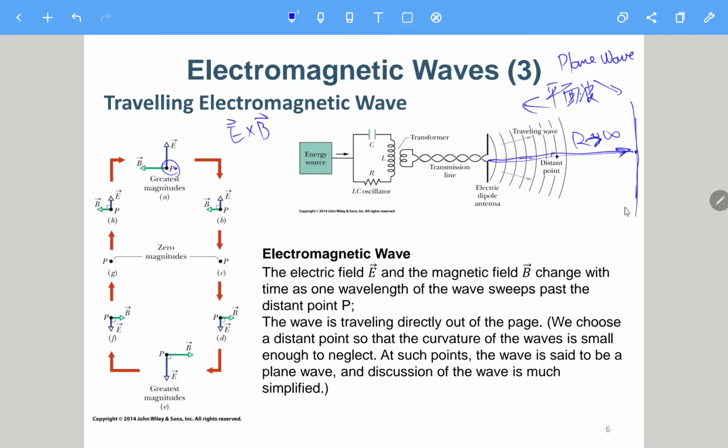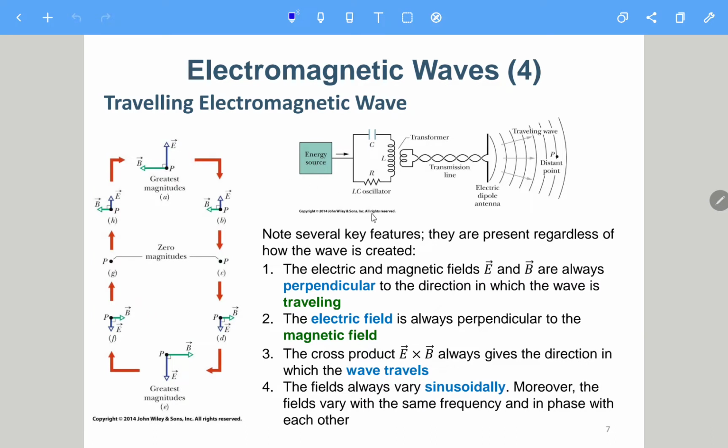Then if you just cut a small region, it is just like a plane. At such a point, the wave is said to be a plane wave, and discussion of the wave is much simpler. Or if we talk about the near field EM wave, then yeah, the mathematics will be much more complicated.